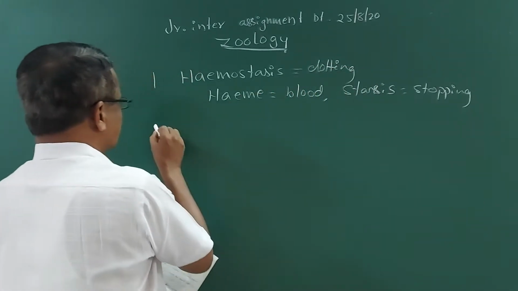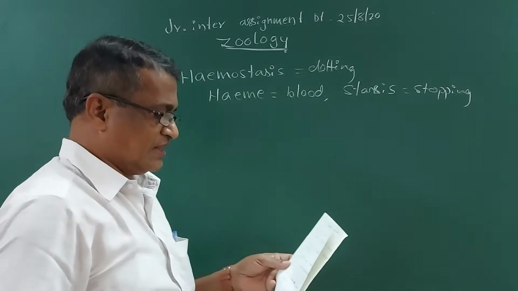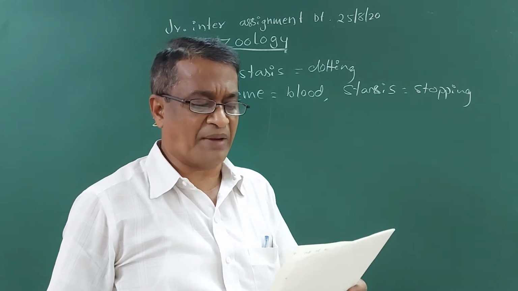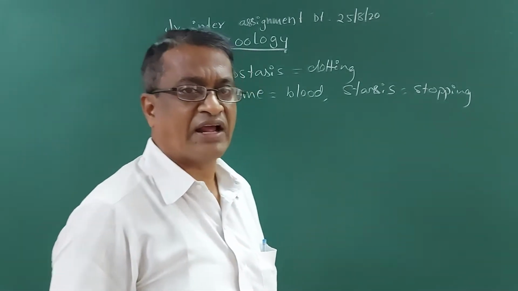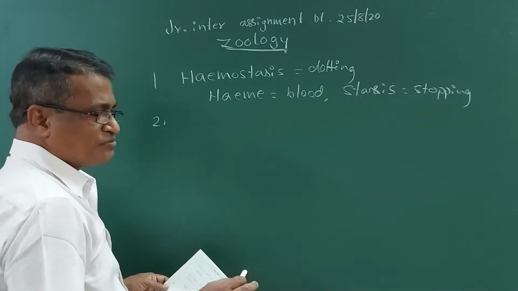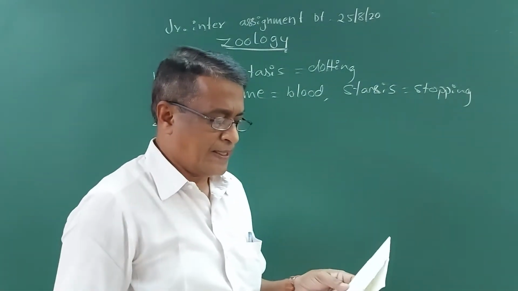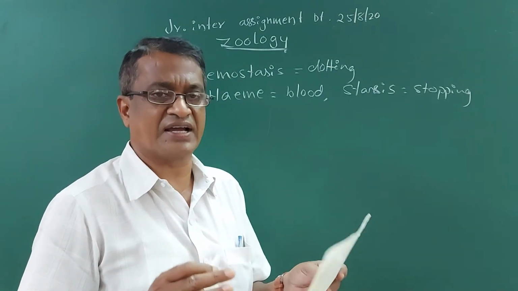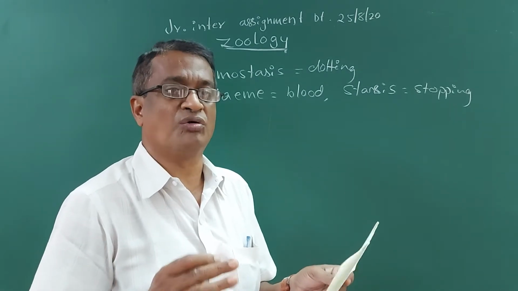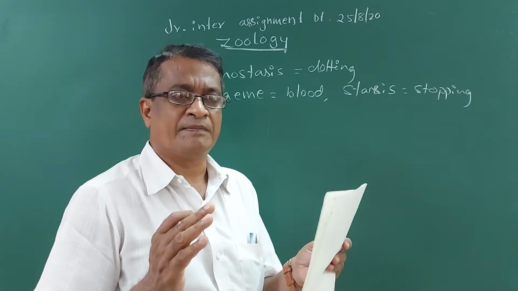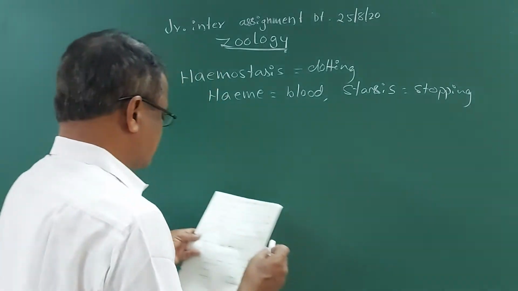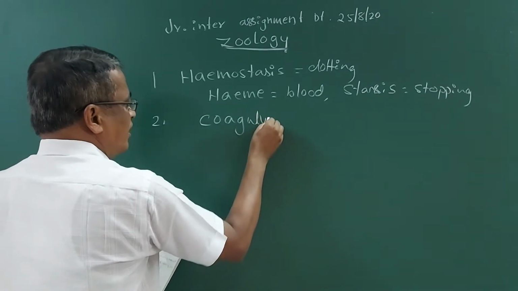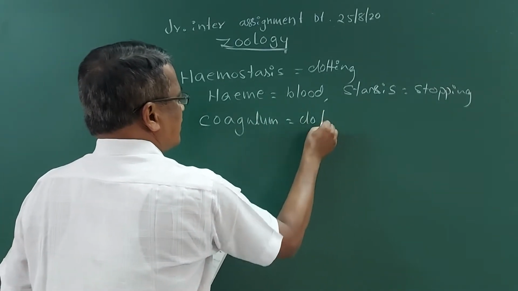Then number 2, the reddish brown scum formed after clot formation. When a clot is formed, the blood forms into a jelly-like, reddish brown scum. The color changes. It is called a coagulum, or it is also called a blood clot.